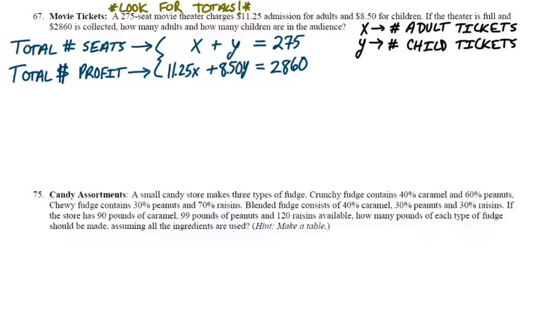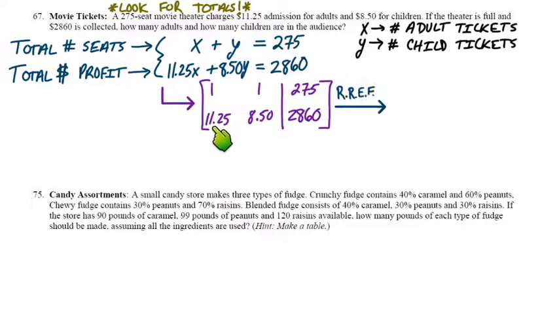Put this into an augmented matrix that we can type into our calculator. So this is going to be a 2 by 3. The first row would be 1x plus 1y equals 275. There we go. The second row would be 1125x, 850y, 2860. So we've got our augmented matrix ready to type on our calculator.